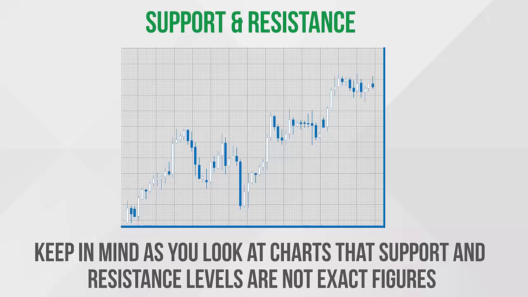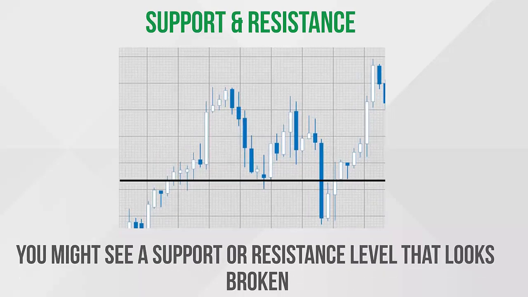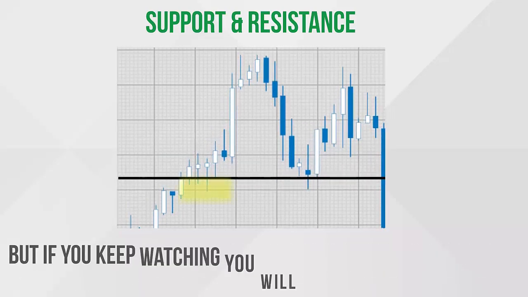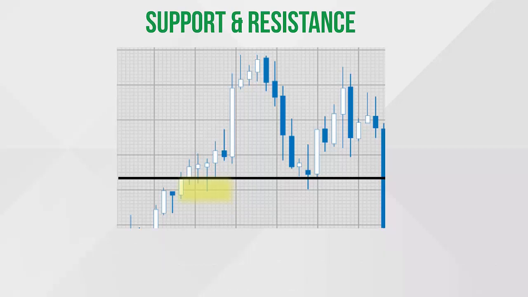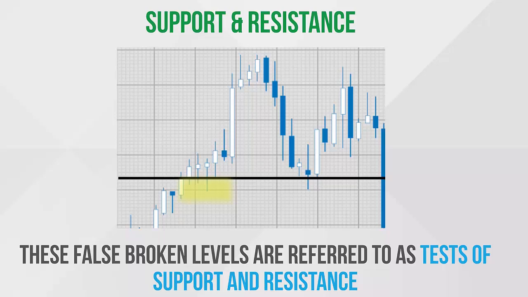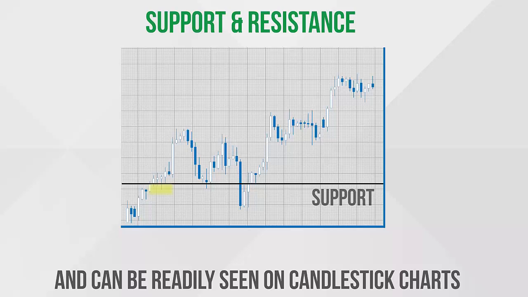Keep in mind as you look at the charts that support and resistance levels are not exact figures. You might see a support or resistance level that looks broken, but if you keep watching, you will see that the market was simply testing the level. These false broken levels are referred to as tests of support and resistance and can be readily seen on a candlestick chart.